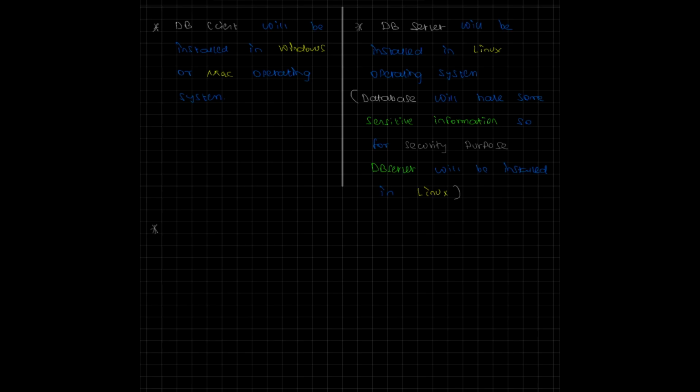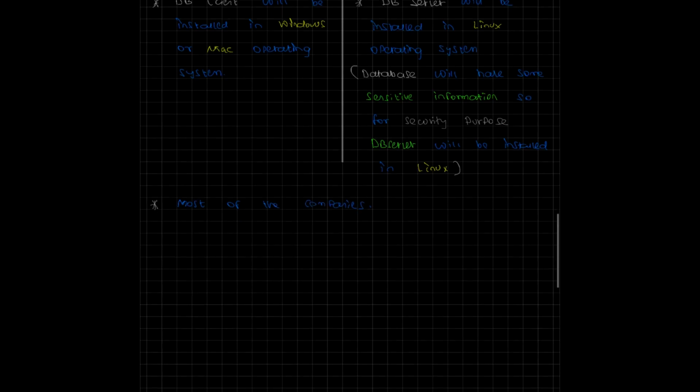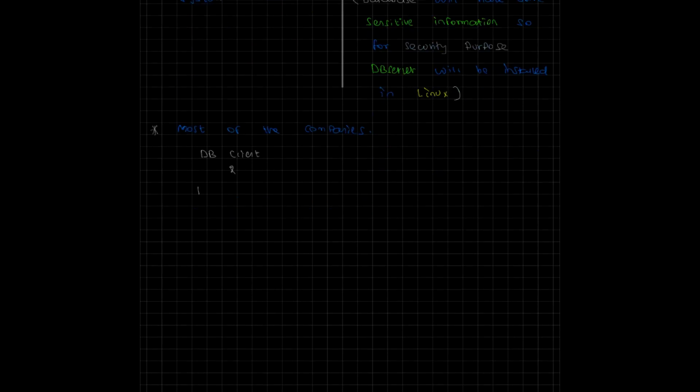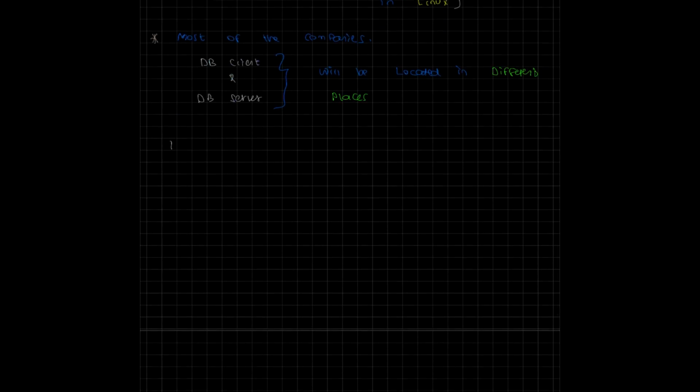In most companies, the DB client and DB server will be located in different places. Usually the DB client will be your laptop or PC which is given by your company, and the DB server will be installed in a remote machine.